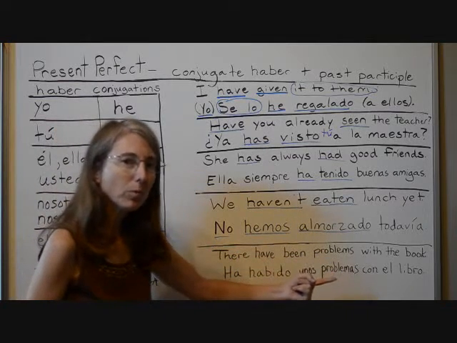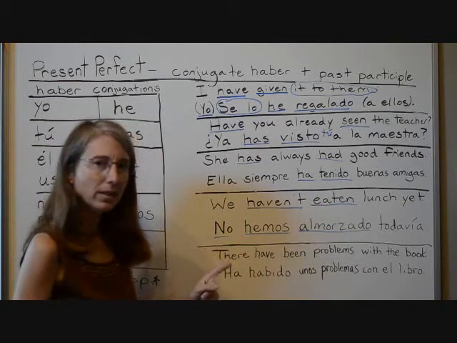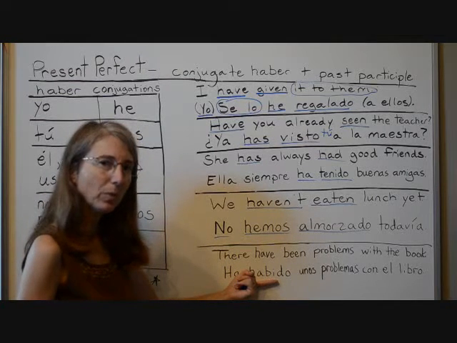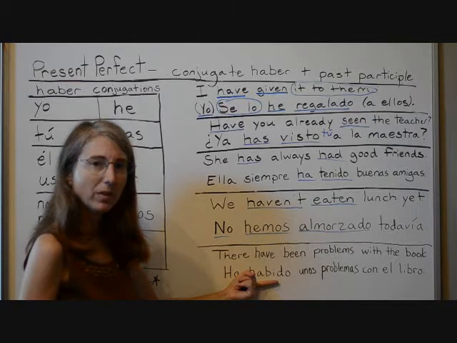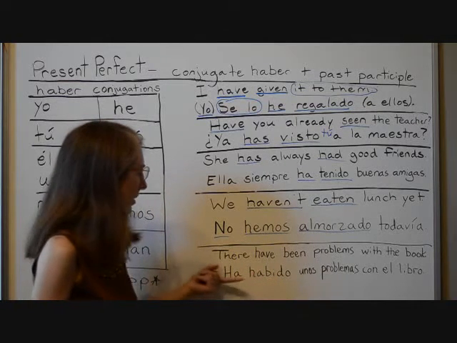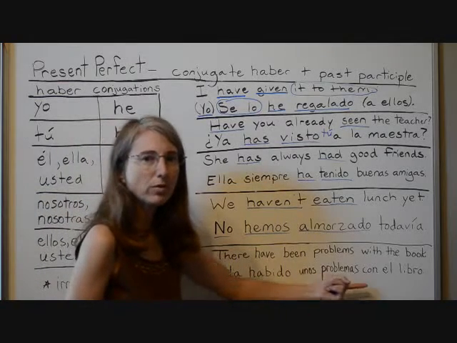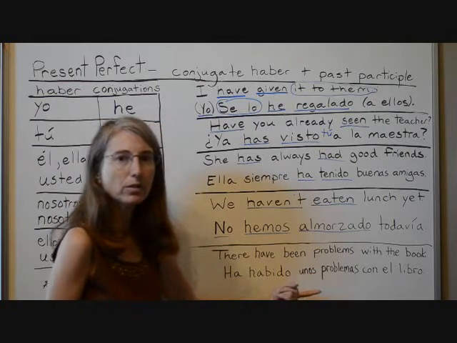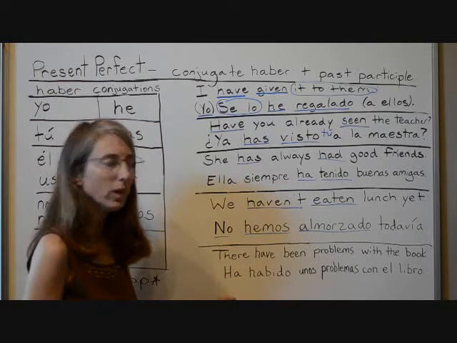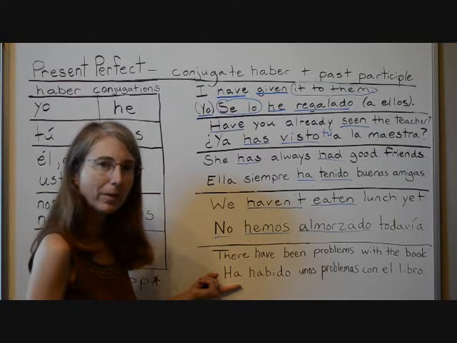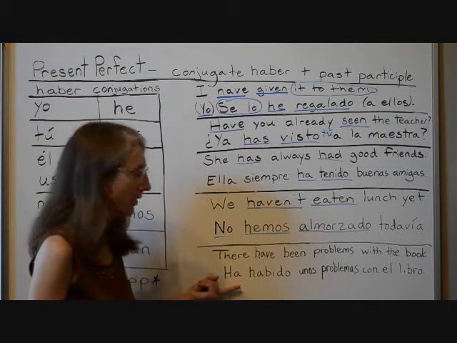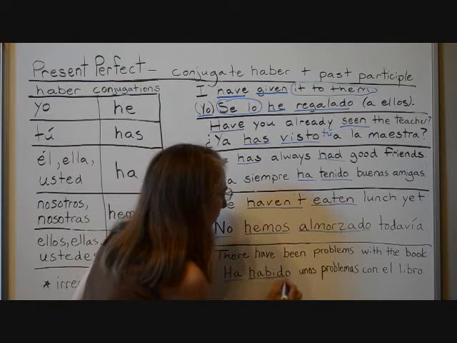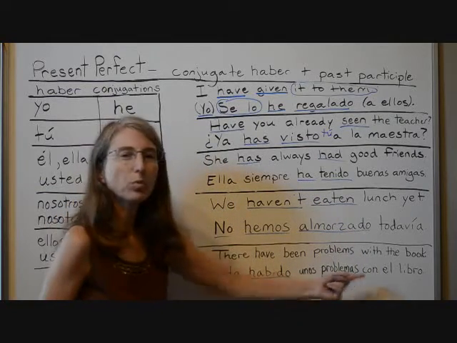There have been problems with the book. Now, in Spanish, we use the past participle of haber to talk about things that have been. Ha habido unos problemas con el libro. Even though the problems are plural here, when we're talking about have been or has been, we always use the singular form of haber for the first part of the present perfect. So it's ha habido unos problemas con el libro.